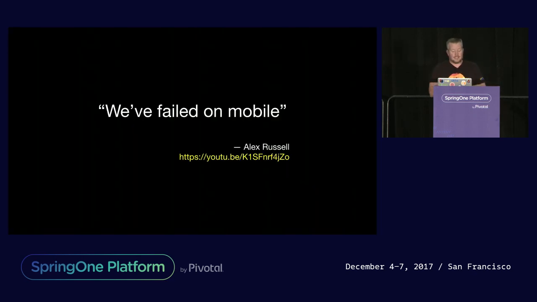So the reason I say that is because this is a quote from Alex Russell at Chrome Developer Summit in October 2016. He basically says we've failed on mobile because 3 seconds on a 3G connection is what's realistic. And there was a DoubleClick report, also owned by Google, that 53% of visits are abandoned if a mobile site takes more than 3 seconds to load. And that same report said the average mobile site loads in 19 seconds. Right? That's terrible.